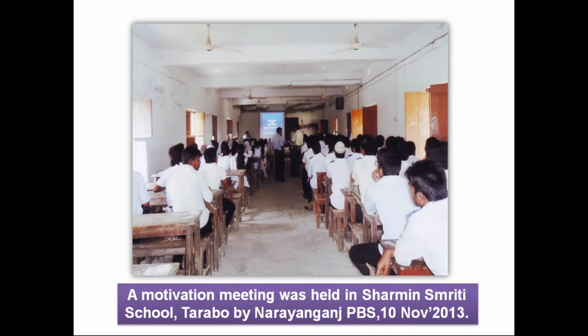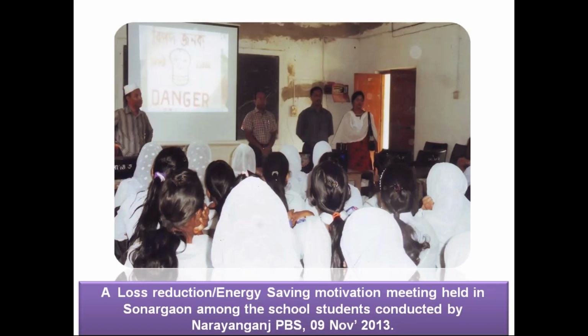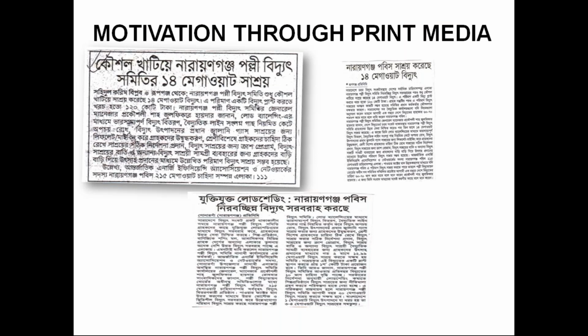This is a picture of the motivation meeting at Union Council level, where elites came and we explained what electricity is, how you save it, what your benefit is, and what the utility benefit is. Then there's a motivation meeting held in a school. We regularly have these short meetings where we explain about energy and energy savings. This is another motivation meeting conducted in another school.